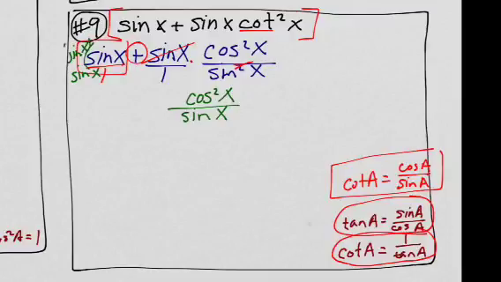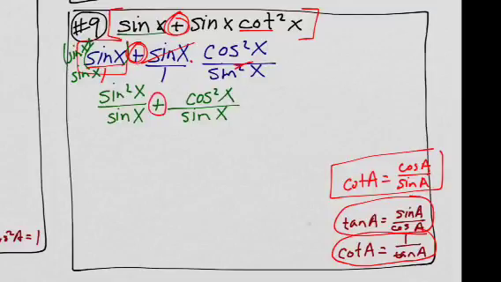Multiplying those together, that first term becomes sine squared x over sine x. And there's a plus sign. So now we have two fractions, and we're adding something together here. We're adding something together from the very beginning, and now we're adding those two somethings together. Those two somethings are both fractions and they both have the same denominator. So we're good to go. We're golden.